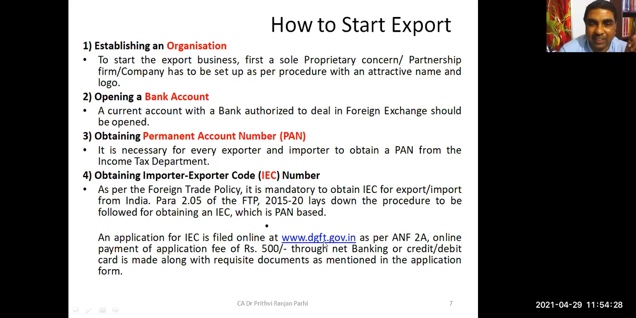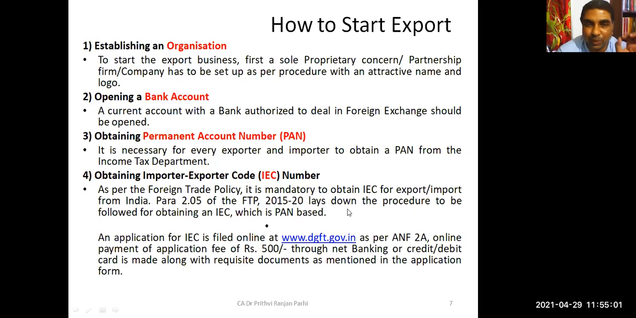What is the website? Can you read it? www.dgft.government.in. Yes, this is the website of the Director General of Foreign Trade. They are online. You can apply online. Application fee is 500 rupees. One can apply and get an IEC. We will be visiting that website to see how this has to be applied. So that is important.